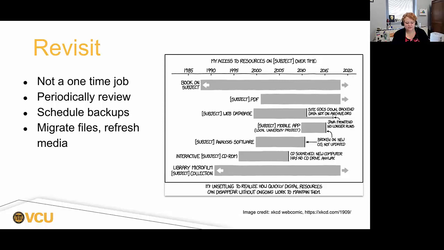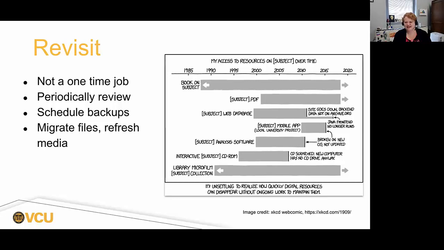It's also vital to migrate and refresh your media. So migration means moving files from one format to another to ensure that you can still access it. An example of this would be moving a WordPerfect document to Word or moving a Word document to the newest version of Word. Refreshing media refers to transferring files to new storage media to avoid physical decay or obsolescence. For example, an external hard drive has a typical lifespan of 5 years, so it's recommended that you transfer the content to a new drive when the current one approaches the end of its useful life.